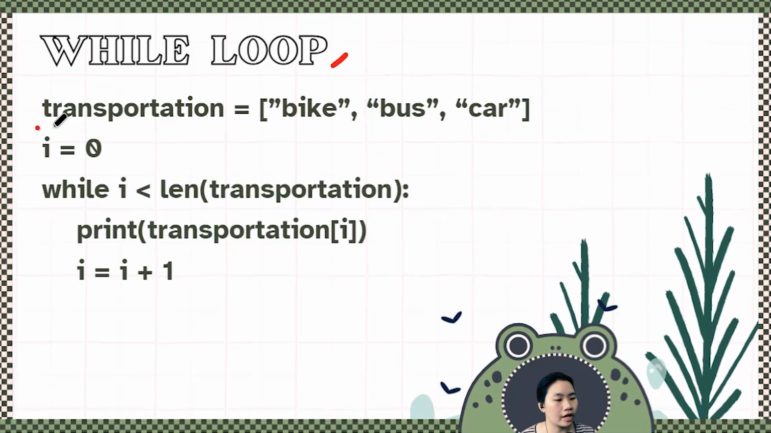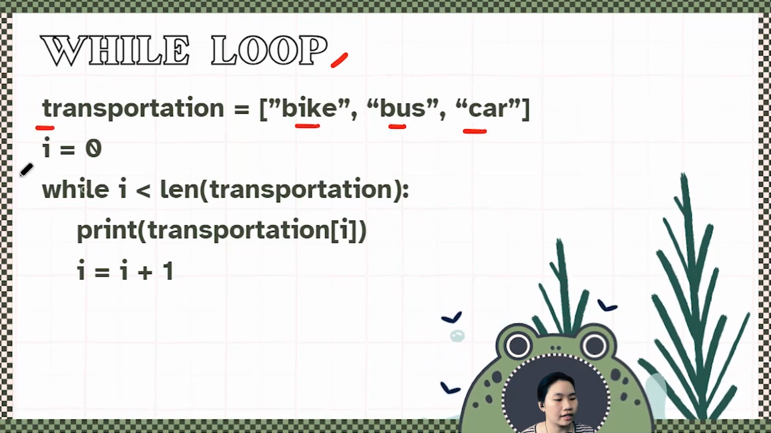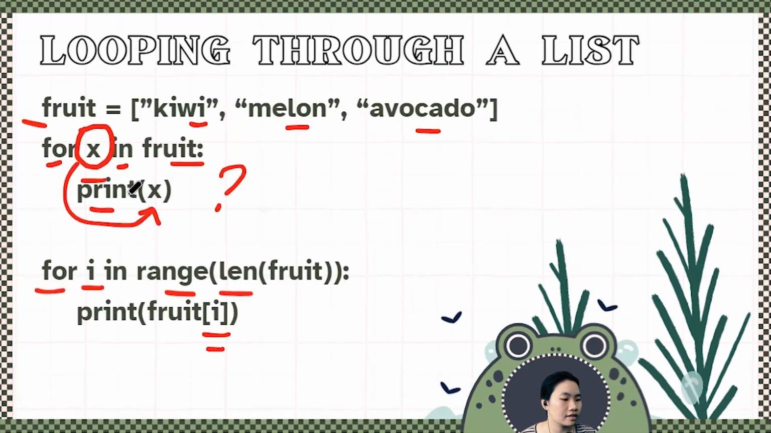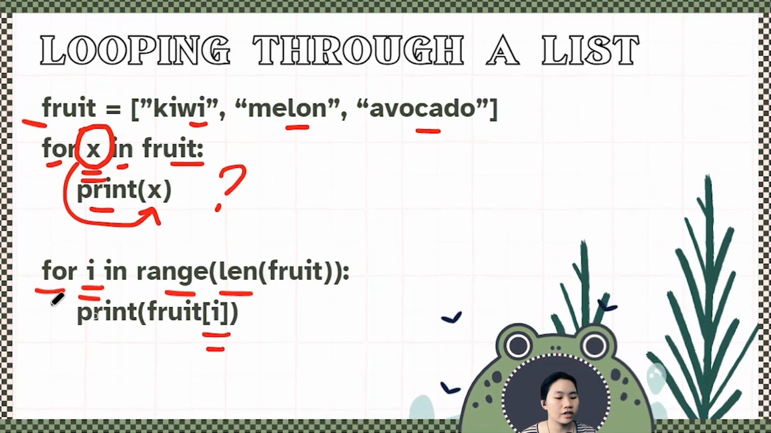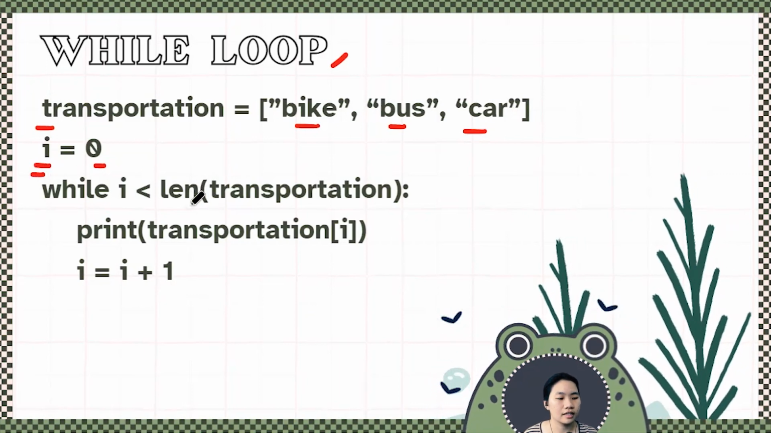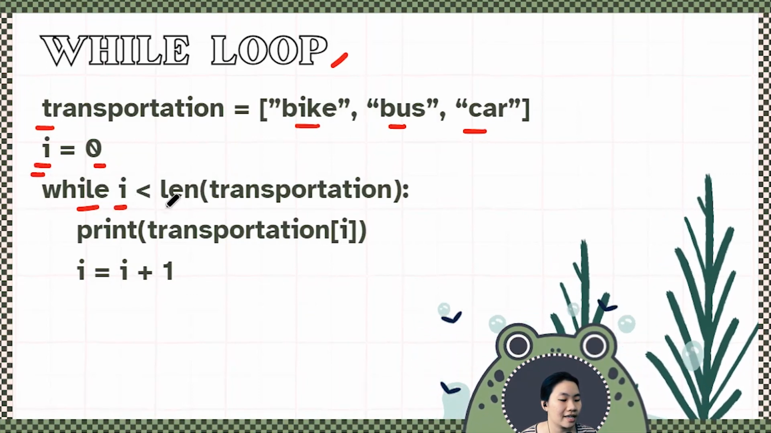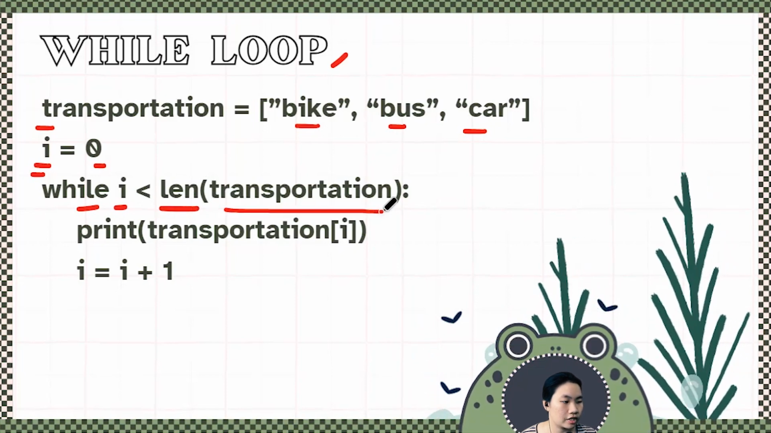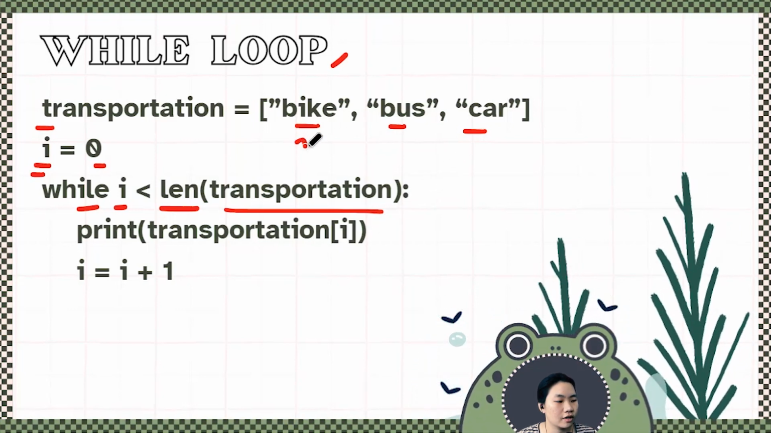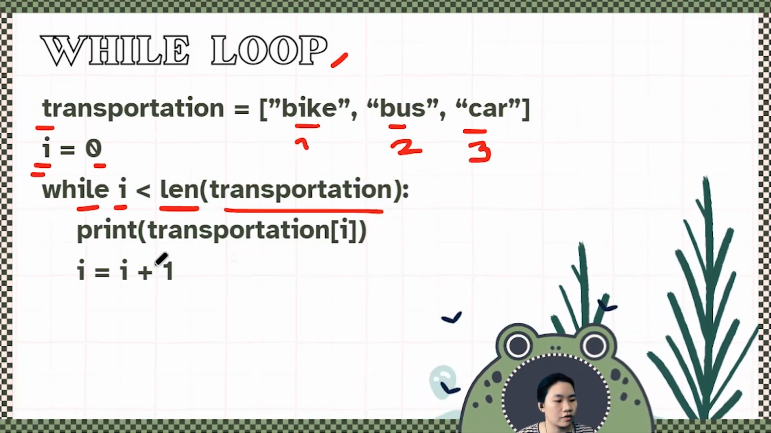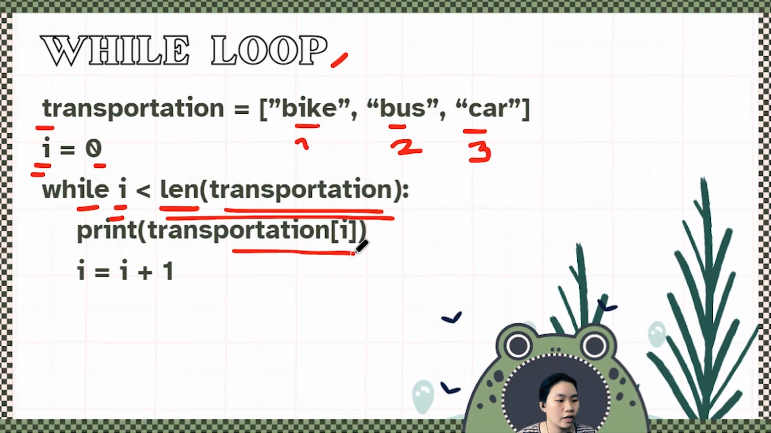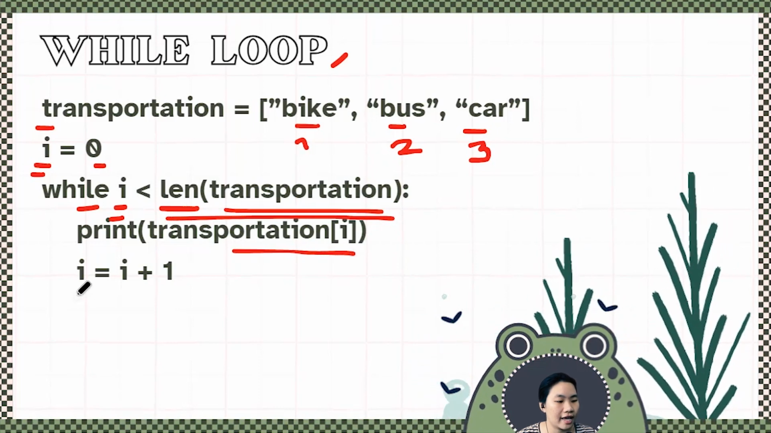Next is the while loop. I have a list with bike, bus, and car. Now we're setting i to 0. It's the same with x and i over here. It serves the same purpose. Once again, it doesn't have to have this name. While i is less than the length of transportation, what do you think the length of transportation is? It is 3. 1, 2, and 3. While i is less than the length of transportation, print i. But after Python prints i, add 1.